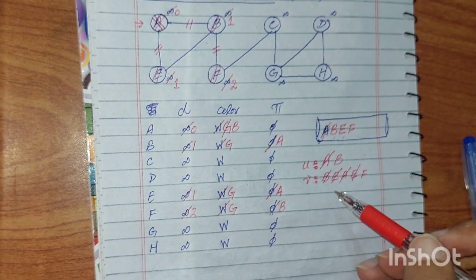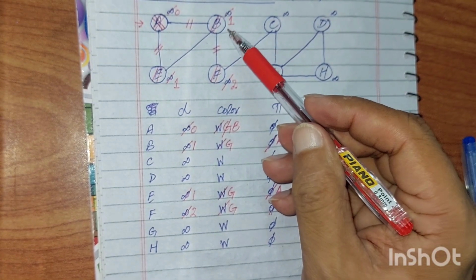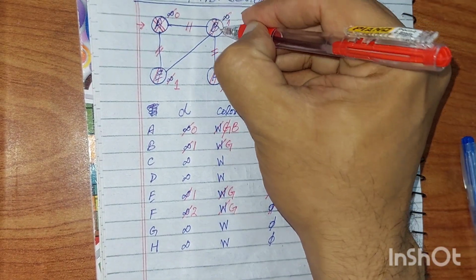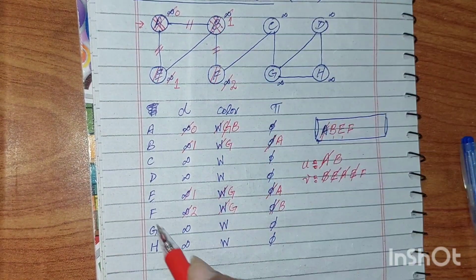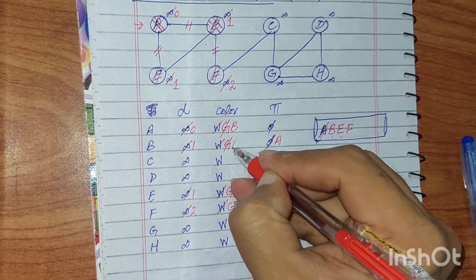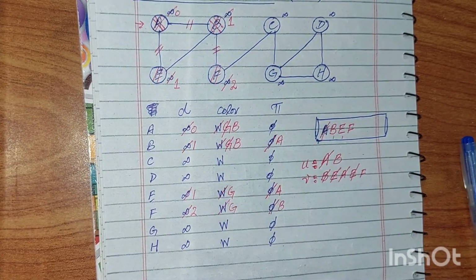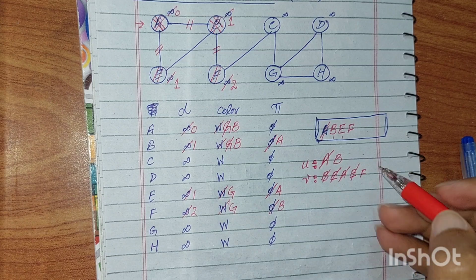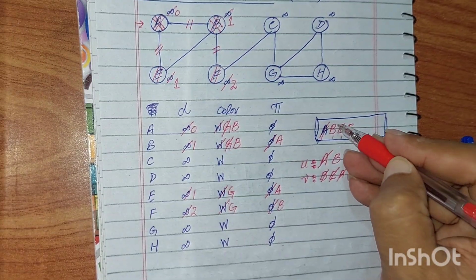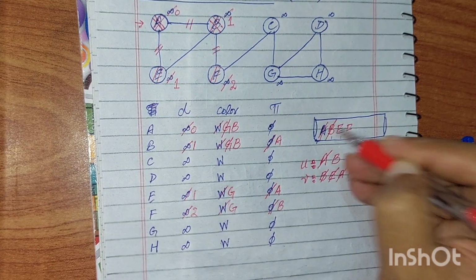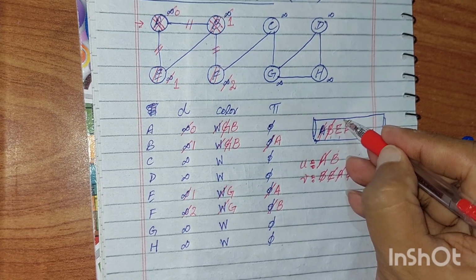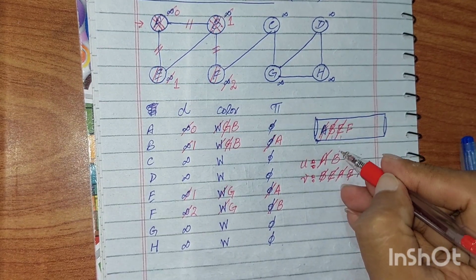Now there is no other neighbor of B, so the loop will terminate and it will change the color of B to black. Then we will dequeue another element from the queue. B is already done, so now we will get E.